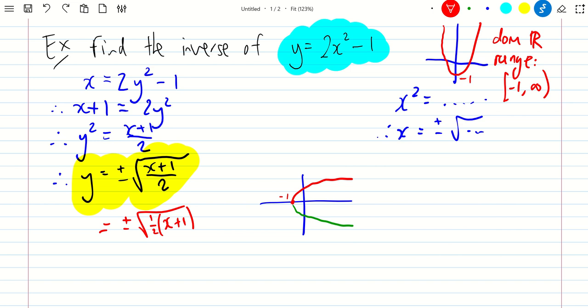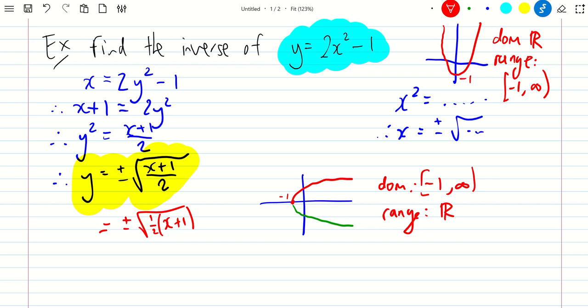Okay, so I've got this here, right? And at the moment, the domain comes from the range of the original function. So that'll be -1 to infinity. And the range is the domain of the original function, which is R. Okay, and you can see that from the graph as well.